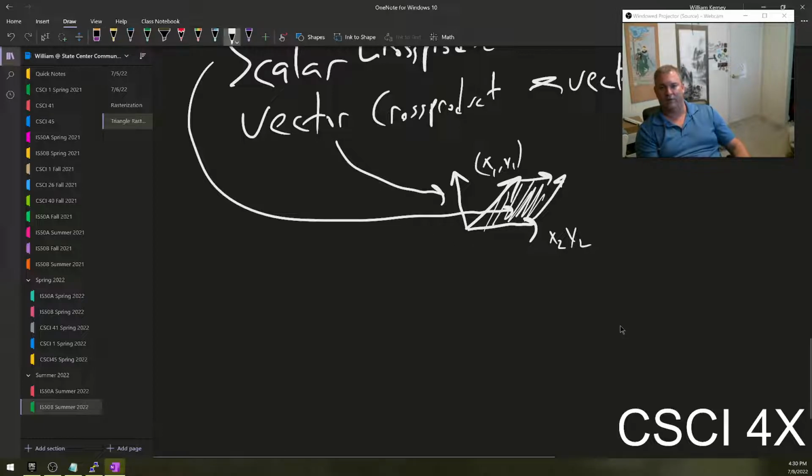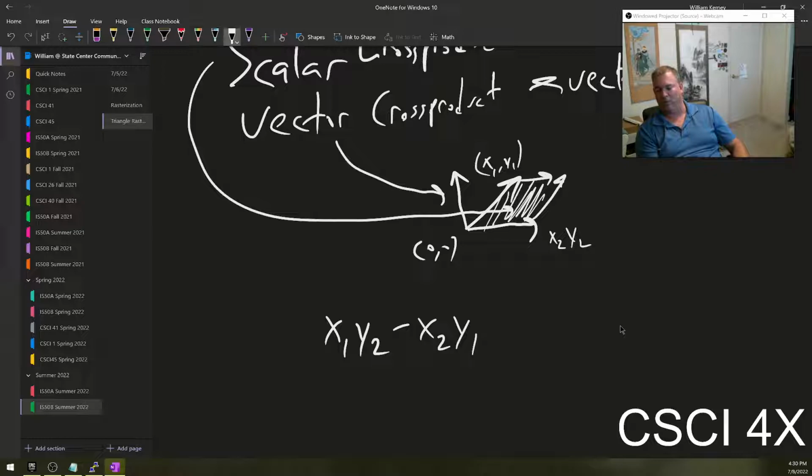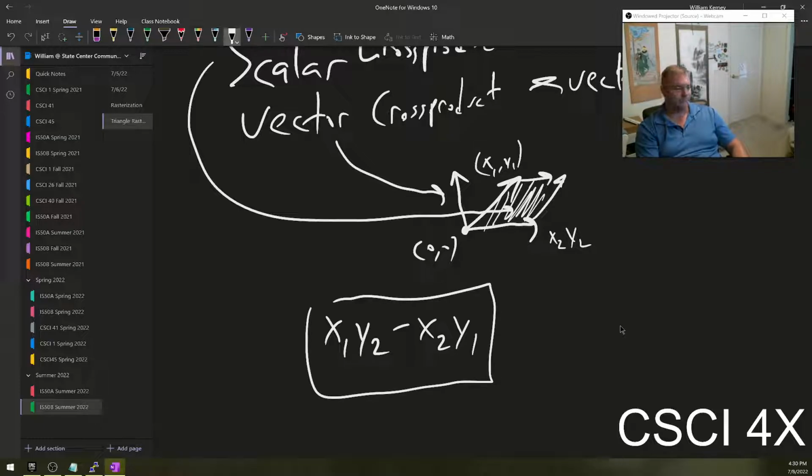So the scalar cross product is going to be x1 times y2 minus x2 times y1. And that's it. One of the corners is 0, 0. So you have to normalize it. If that point is not 0, 0, you have to slide them all so that the corner is 0, 0. So you're going to have to subtract by the x and y location here. But that's scalar cross product right there. That's the equation. It's really easy.